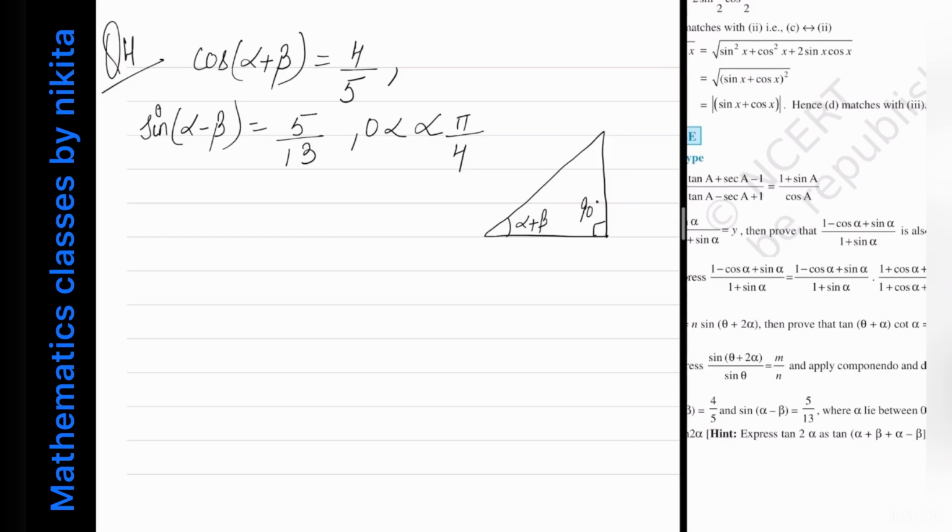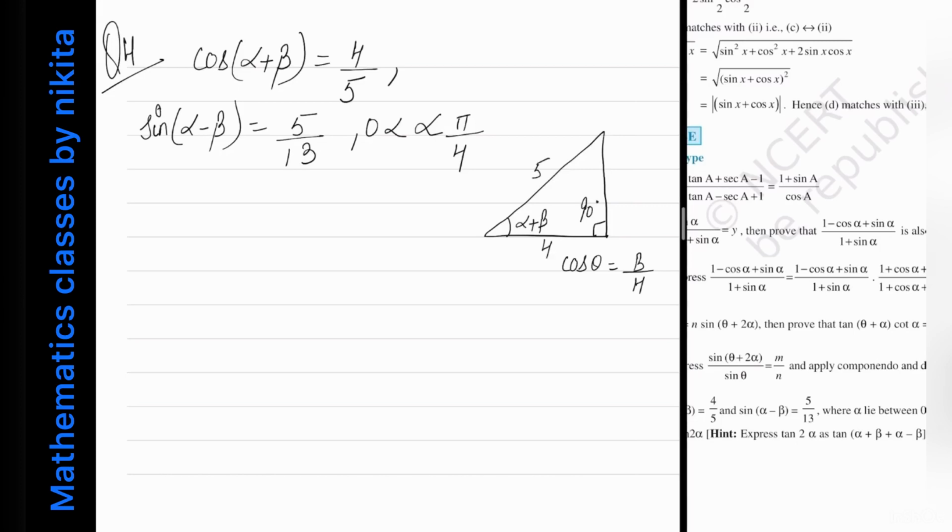Okay, now it is given that cos of alpha plus beta is 4 by 5, and you know that cos theta is equal to... how do you find cos theta? It is b upon h, so base upon the hypotenuse. So therefore cos of alpha plus beta is given to be 4 by 5. So therefore this is 4 and this is 5.